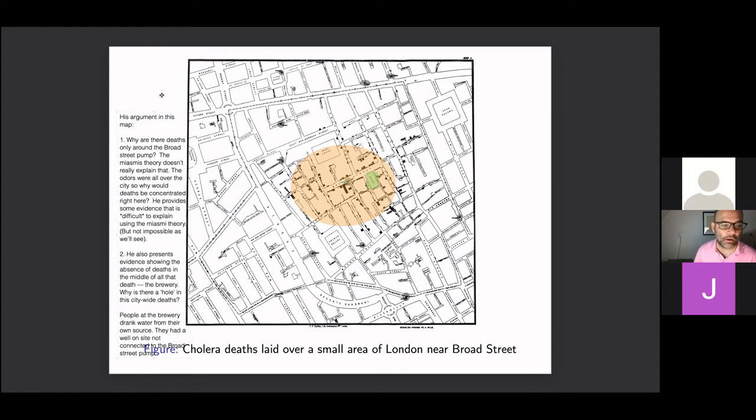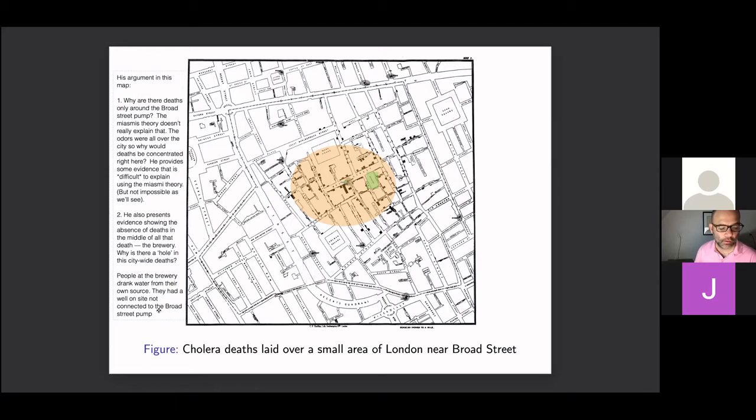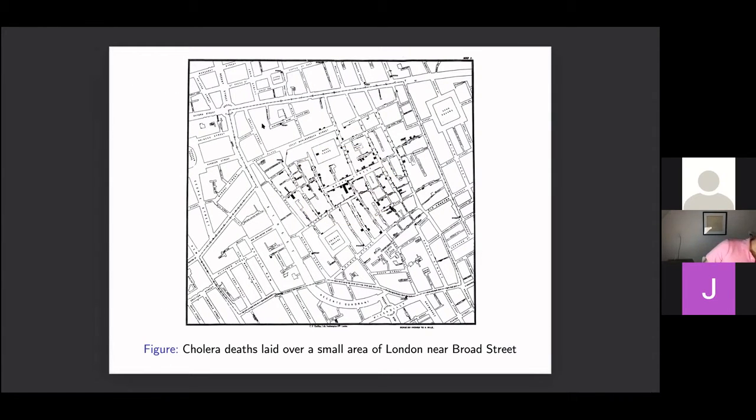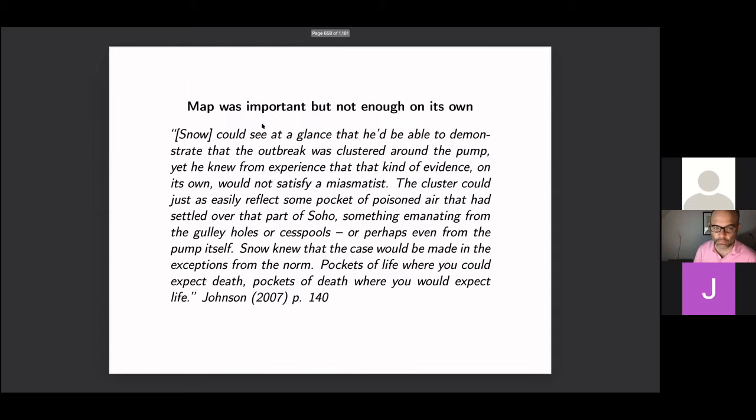Well, what was it about the Broad Street pump? We now know the Broad Street pump was contaminated. It was contaminated with water from the Thames. So the map was important, but it wasn't on its own convincing.